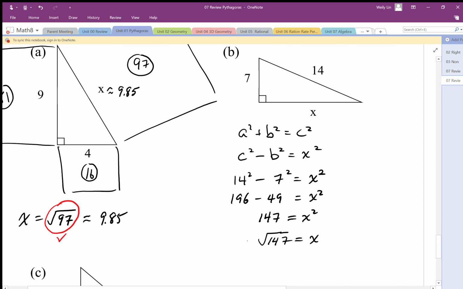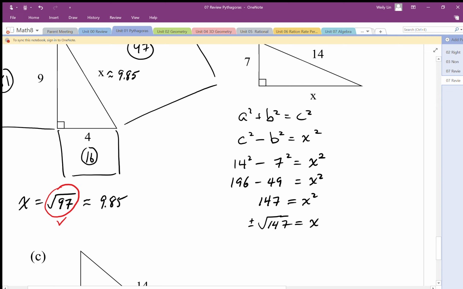Now I don't need to use the plus minus here, although when I undo squares like this, I should really use plus minus, because this is a side length. We cannot have a negative side length. So we can just leave our answer as square root 147. Okay, so that's a perfectly good answer. If you want the decimal answer, it ends up being 12.124. So I'm just going to round that to 12.12.